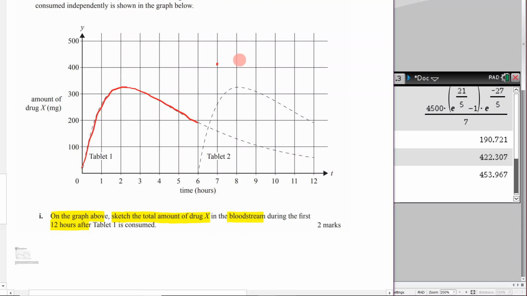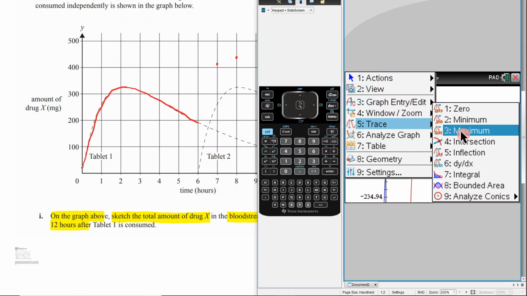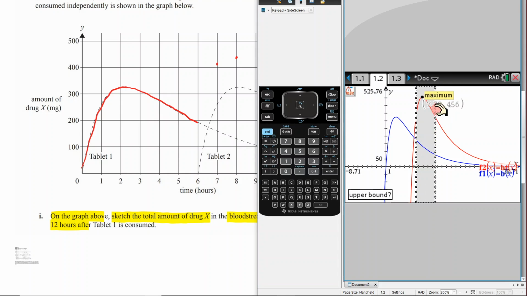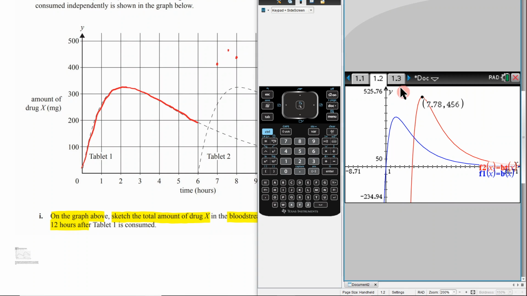And you know what I would also want to find here? I would want to find where my maximum is. To find my maximum, I could just come here, go analyze graph, go maximum of the red one from here to here. The maximum is going to occur at 7.78. So that means the maximum is going to be around here. That's where the maximum is going to occur. And then it's going to drop down to there. And we keep on going.